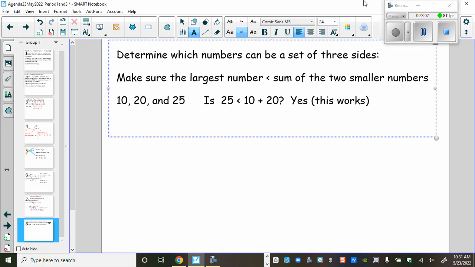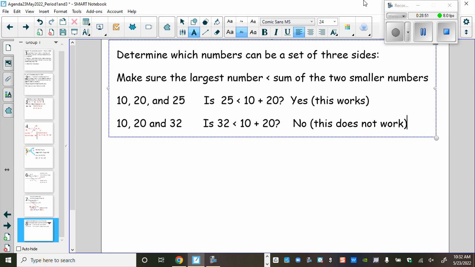However, what if we did 10, 20, and 32? Is 32 less than 10 plus 20? Yes or no? No. This does not work. So that's what you have to do.